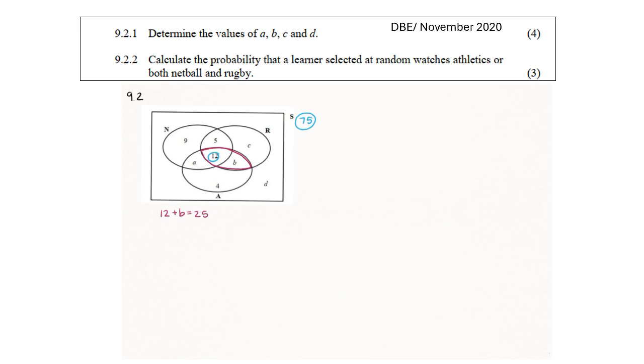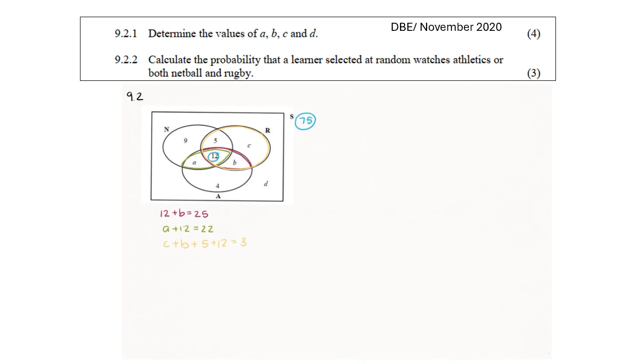Then they say 22 learners watch netball and athletics. So if we look at the intersection of N and A, we have A and 12 in the intersection. So the sum of A and 12 has to be equal to 22. Then 38 learners watch rugby, so everything inside rugby or R has to be equal to 38. If we determine the sum, it's B plus C plus 5 plus 12 equals 38.